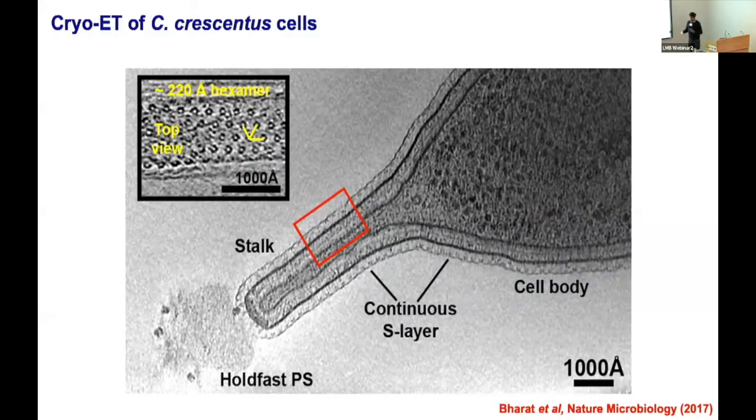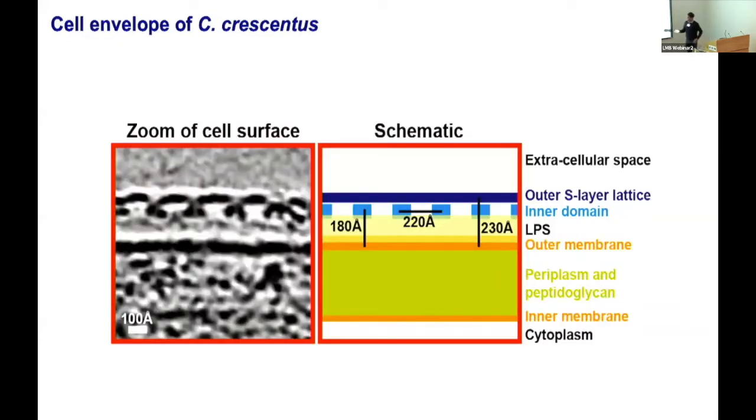Now if we take a still from the tomographic movie from the top of the cell, we can see that this S layer is arranged in a pseudo-hexagonal pattern with the subunits approximately 22 nanometers apart. From the side, we can see that the S layer is not directly attached to the outer membrane, but it's positioned roughly 18 nanometers away from the cell surface, where it's known to be bound to lipopolysaccharide molecules.